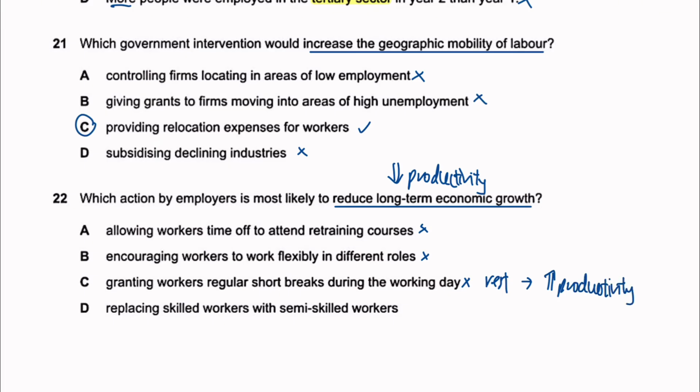D, replacing skilled workers with semi-skilled workers. Yes, this is correct, because the skills of semi-skilled workers definitely cannot be compared to skilled workers. So this will definitely reduce your productivity.